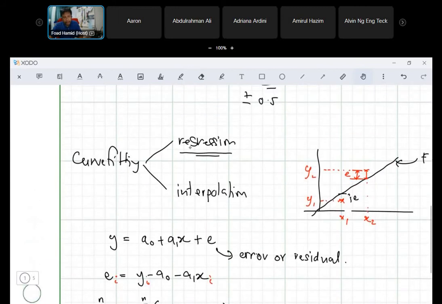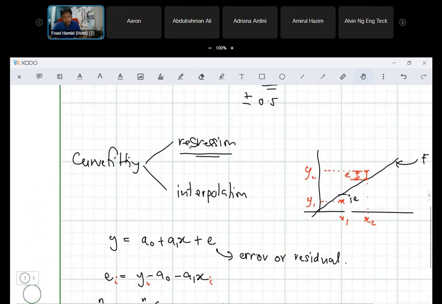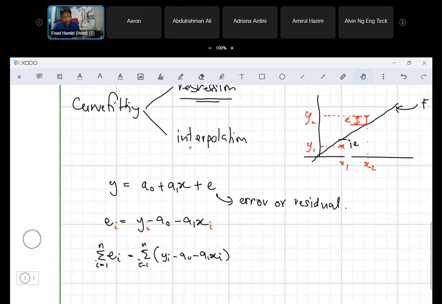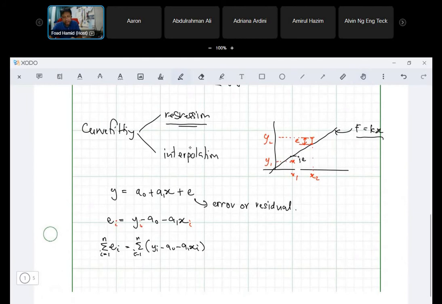At point 1, we have this error. At point 2, we have this error. At point 3, we have this error here and all errors. Remember that, again, this is our true value, or our model, our physical model. But when we do the experiment, the points are not falling on the theoretical model. It is slightly away from the model. And that is the error.